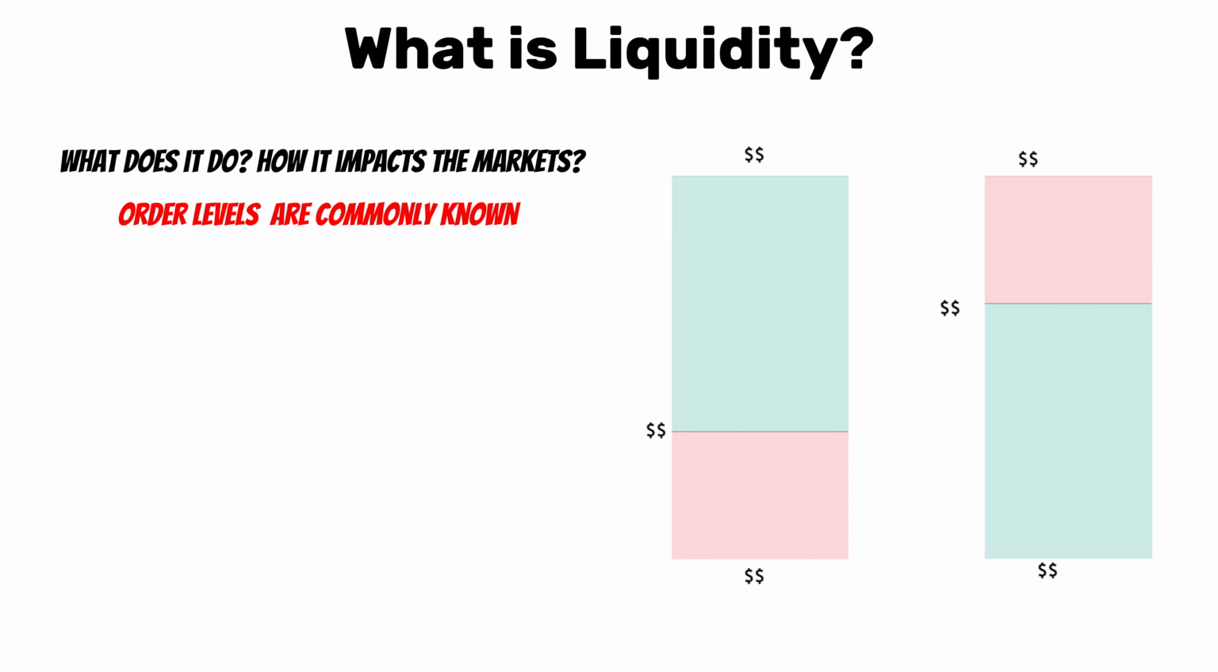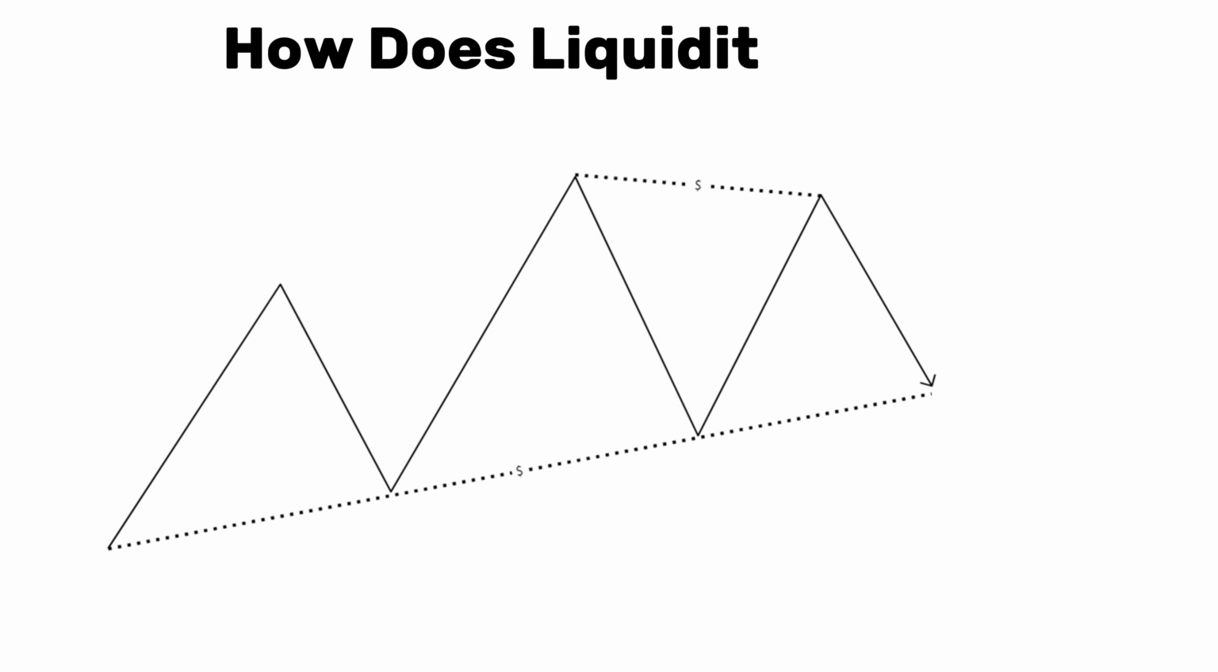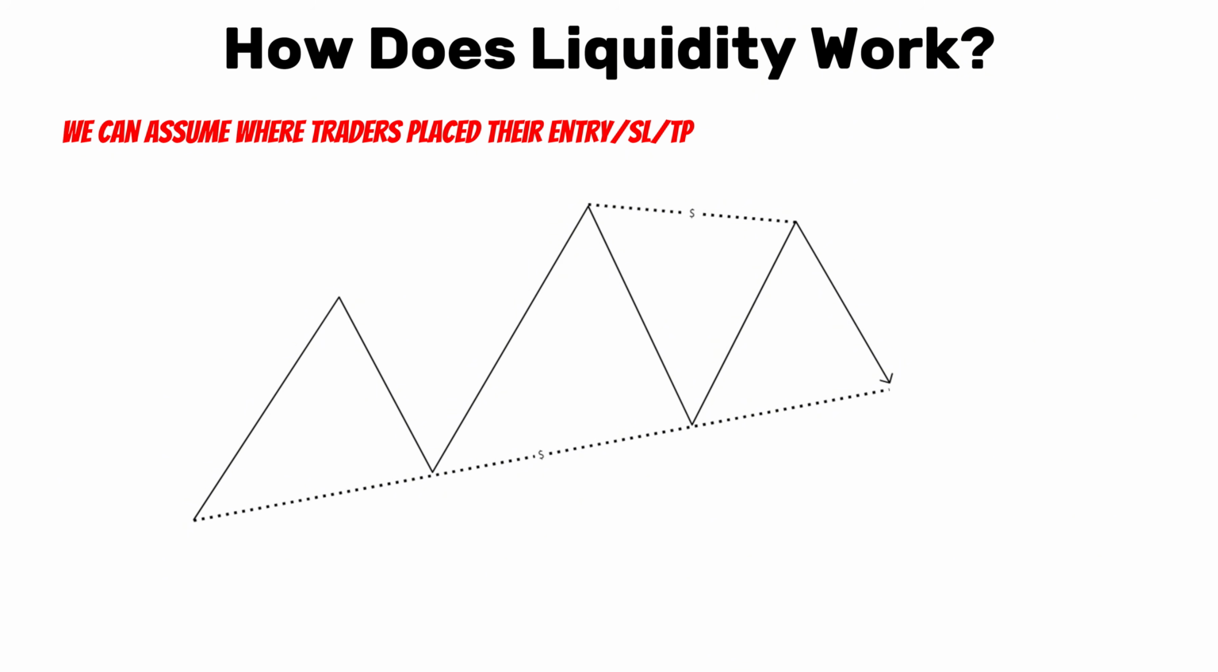Now these order levels are actually pretty commonly known between traders. So when asking yourself how to identify key areas of liquidity, what you really need to ask yourself is, where are the orders of the other traders? And as I said before, it's actually not that hard to identify that. Because of human psychology, we can assume visually where most traders have placed their entries, stop losses, and take profits.